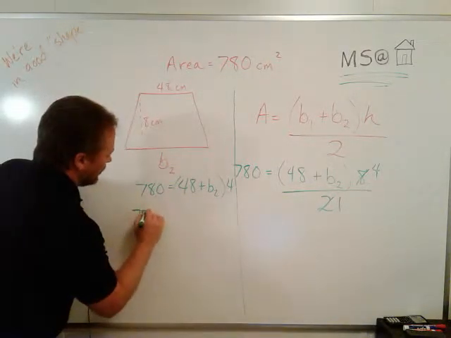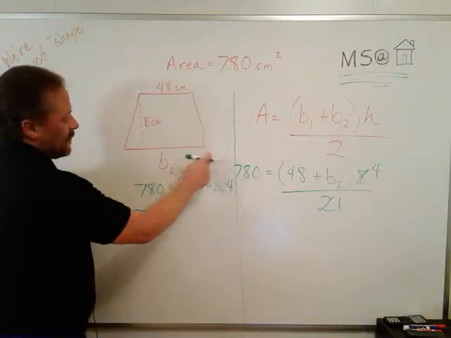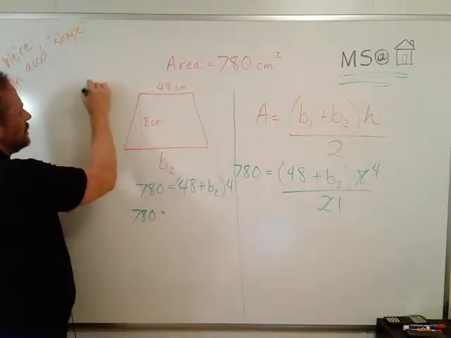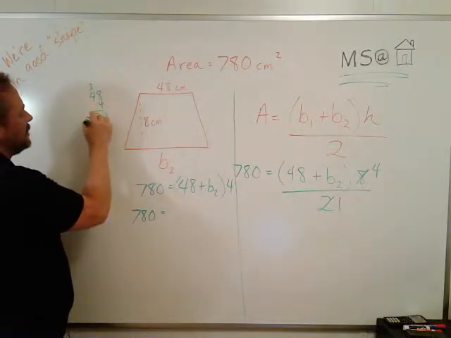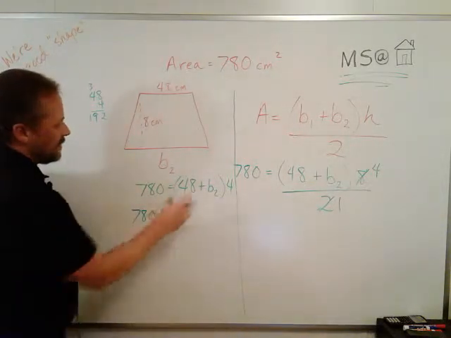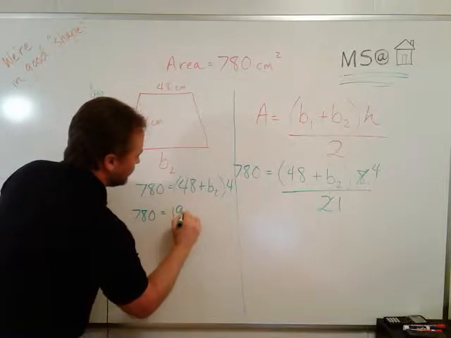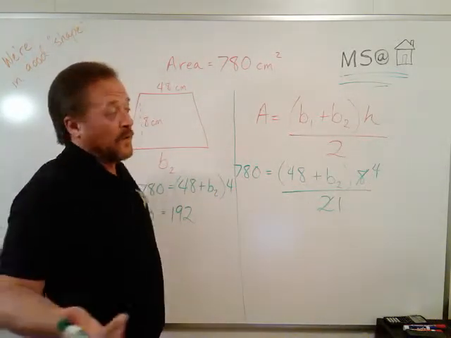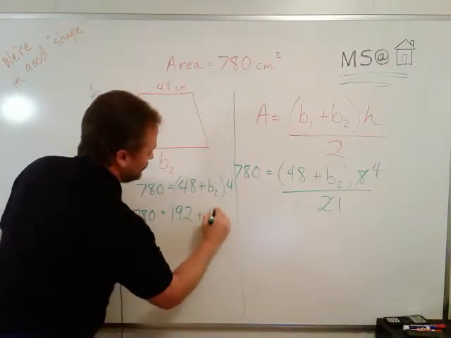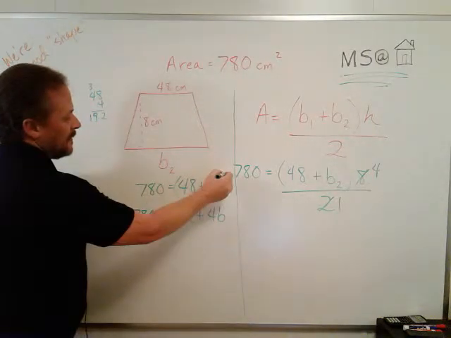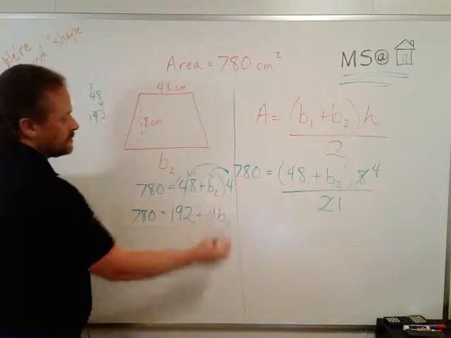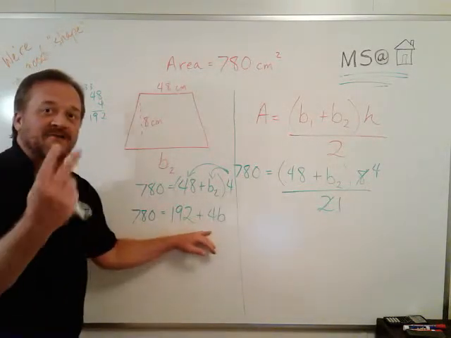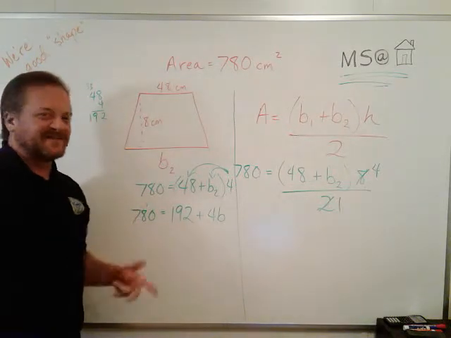So I'm going to go ahead and rewrite this one more time. I'm going to say, what's 4 times 48? How many of you are doing these in your heads? Not me. 4 times 48 is 192. And 4 times b is 4b. All I did was distribute, right? Now look what I have. A 2-step equation. I'm good at these too.